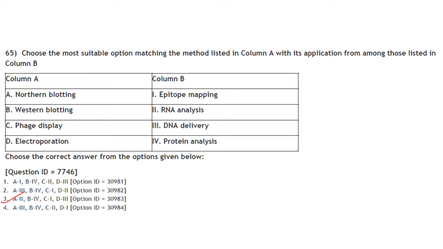Then choose the most suitable option matching the method listed in column A with its application from among those listed in column B. Northern blotting is for RNA analysis, Western blotting is for protein analysis, phage display is for epitope mapping, and electroporation is for DNA delivery. Very easy. So the answer is A2, B4, C1, D3.